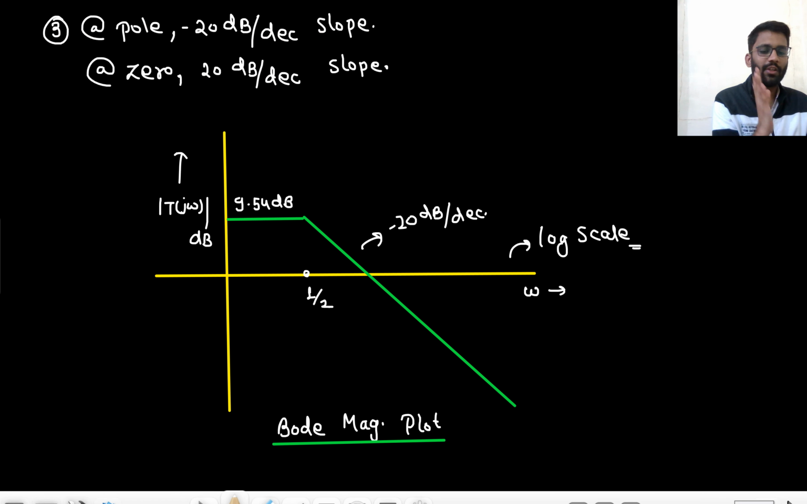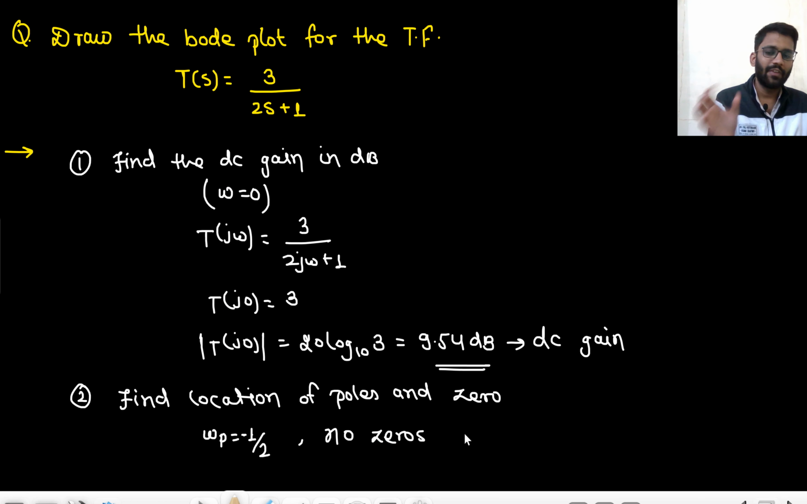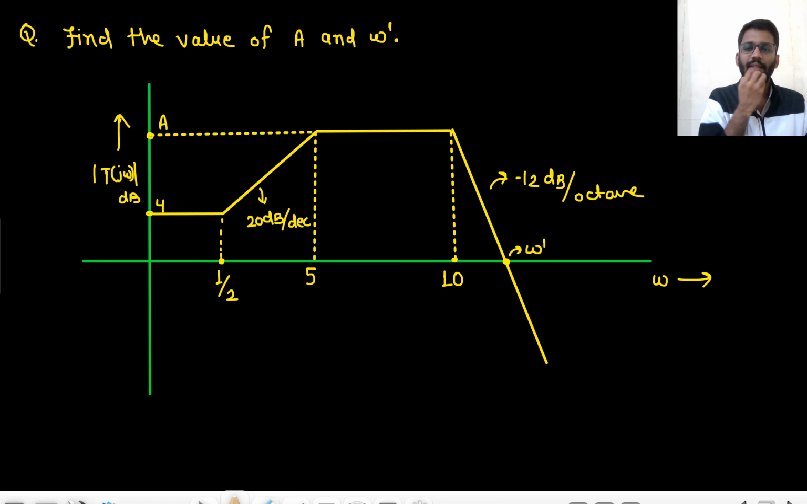What you have to remember eventually is that you first find the location of the poles and zeros. You just mark that pole and then you see the DC gain. If there is no pole and no zero, only the DC gain will continue. When there is a pole, minus 20 dB per decade. When there is a zero, plus 20 dB per decade. This is what happens. That's it.